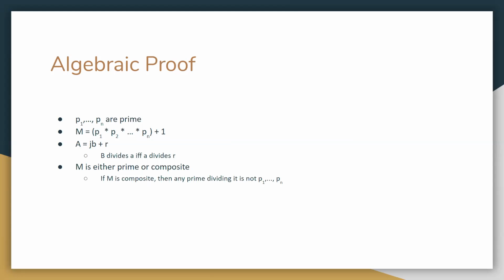So how this proves that there is an infinite number of primes is that no matter how large a finite set of primes you use to construct M, there's always either going to be another prime that divides M, or M itself is going to be prime. And therefore, there are always going to be more primes no matter how big you make this set.